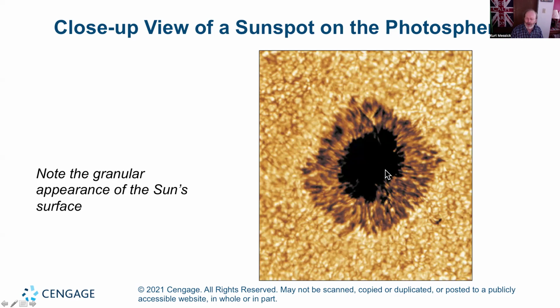This dark patch is called the umbra. This area around is called the penumbra, and it is magnetized.